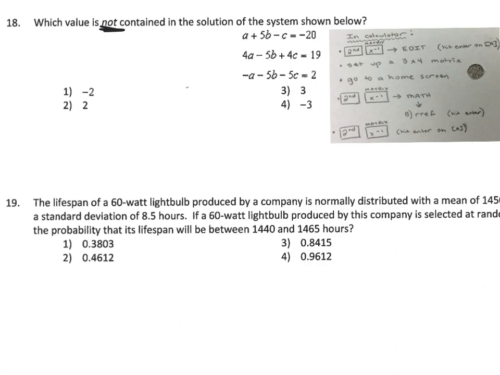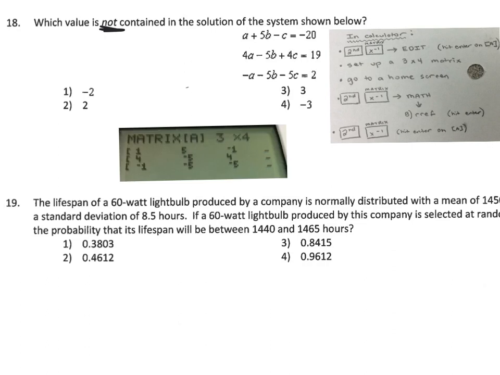We're going to set up a matrix in our calculator and let it give us the answers. So here are the steps as to how we do that. First thing you do is in your calculator, you go to second x inverse, which says matrix on top. You're going to go over to edit, and you're going to set up a 3x4 matrix.